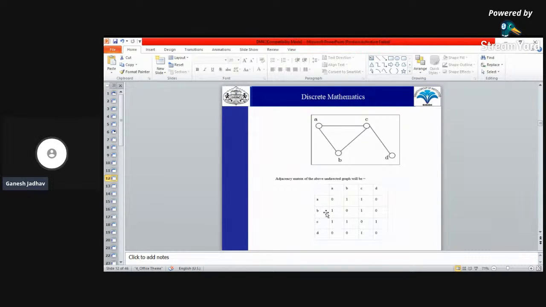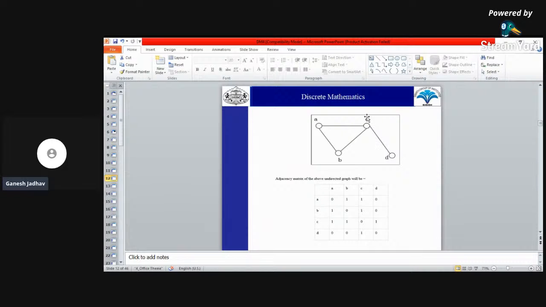So B. Any connection with A? Yes, B has one connection to A, so write 1. Any connection with B itself? No connection with itself, so you can write 0 here. Then does B have any connection to C? Yes, there is one connection to C, so simply write 1. And does B have any connection with D? No, B has no connection to D, so write 0.